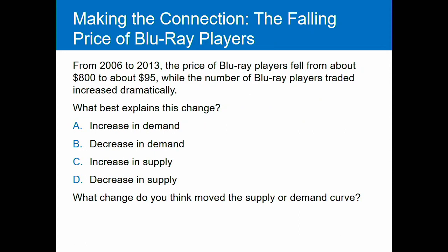Okay, so from 2006 to 2013, the price of Blu-ray players fell from $800 to about $95, while the number of Blu-rays traded increased dramatically. So what do you guys think best explains this change? Was there an increase in demand, a decrease in demand, an increase in supply, or a decrease in supply? Can there be both at once? There can be both at once. In this case, there's only one going on, though.